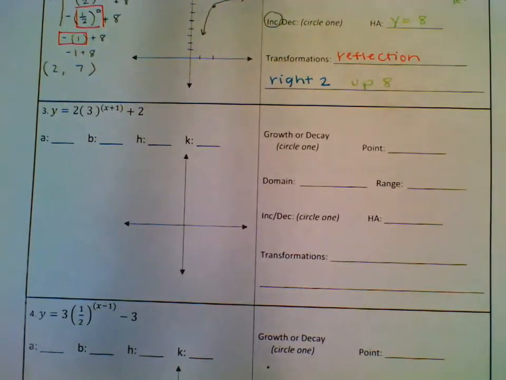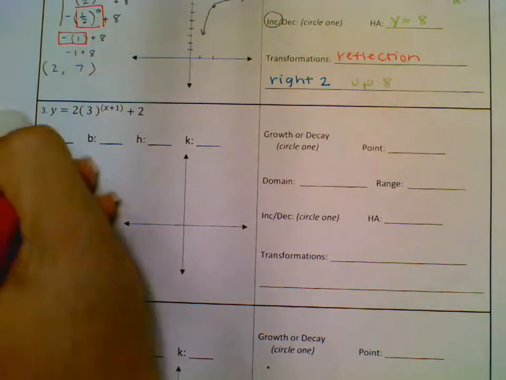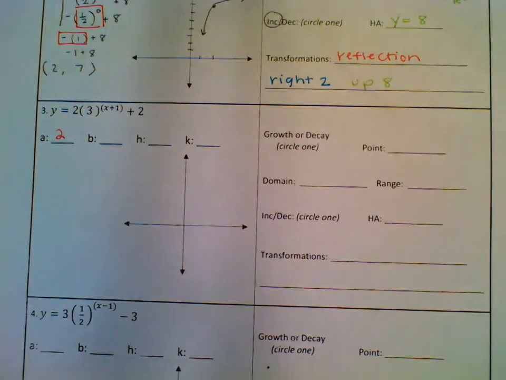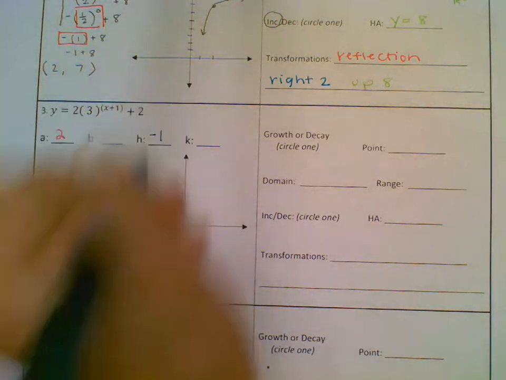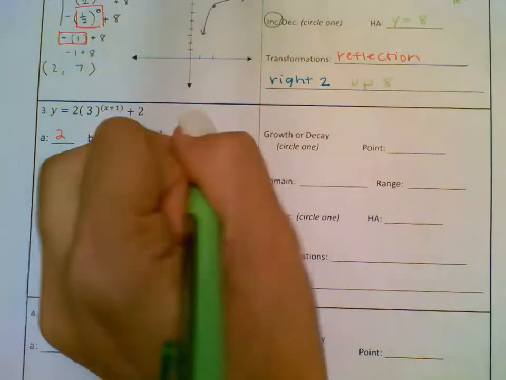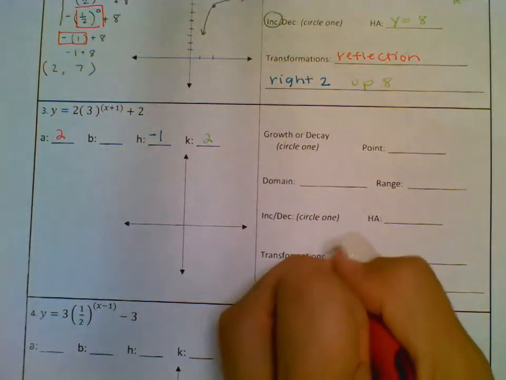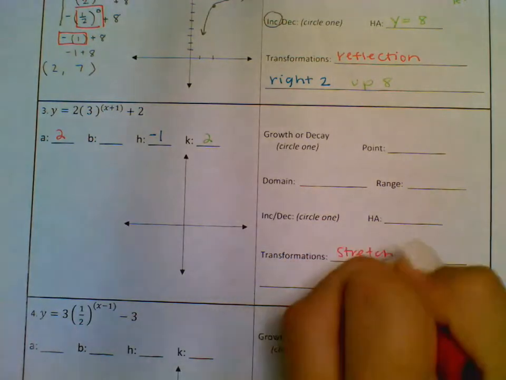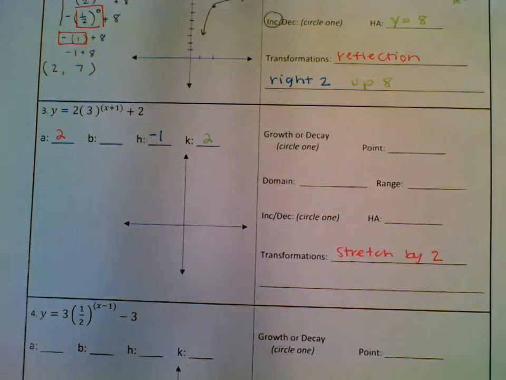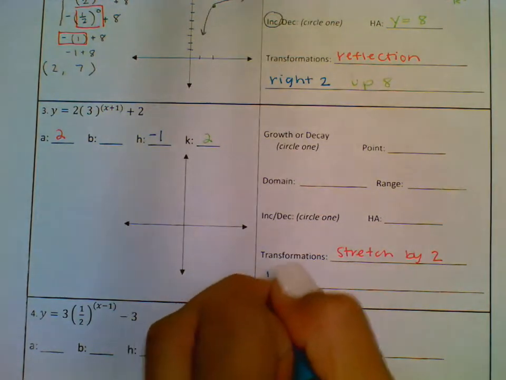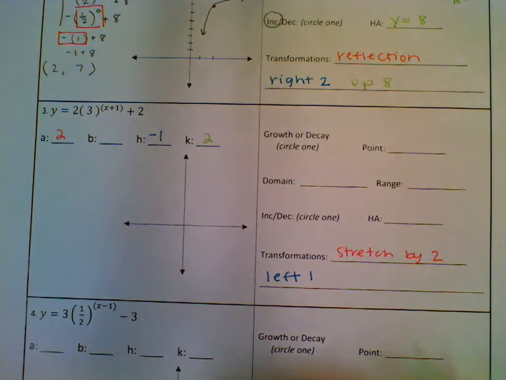So on number 3, my a value is 2, my h value is negative 1, and my k value is 2. So my transformations are a stretch of 2. We have negative 1, so that graph goes left 1 and up 2.